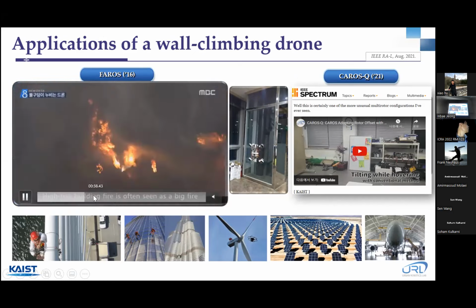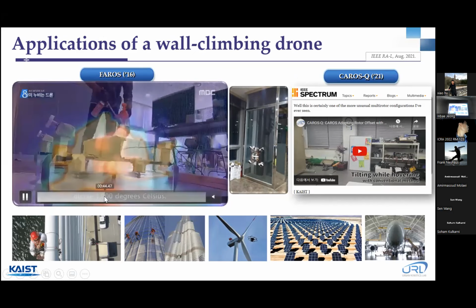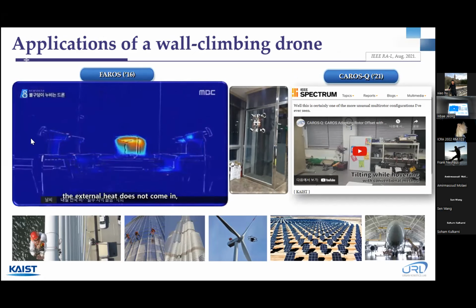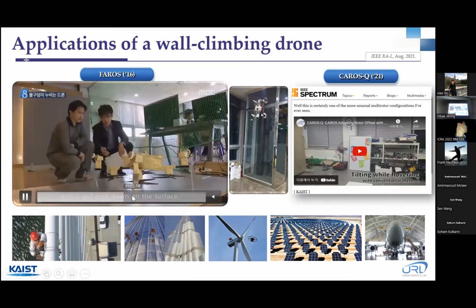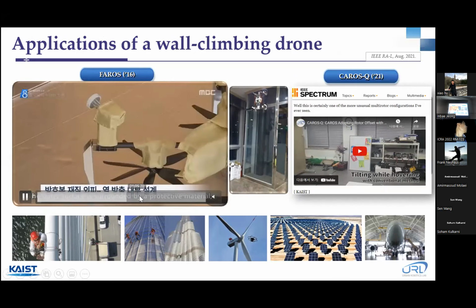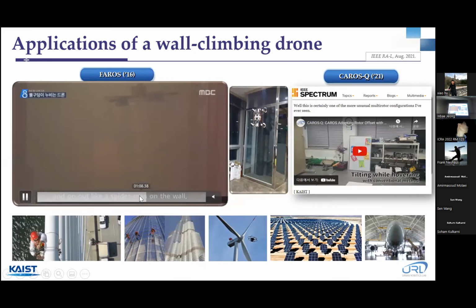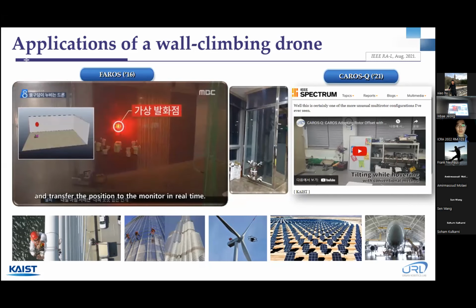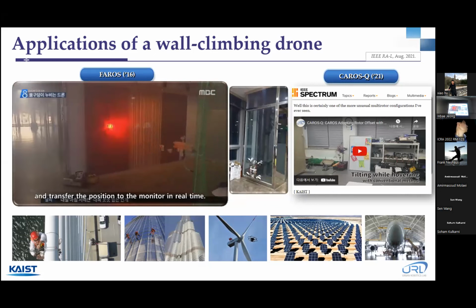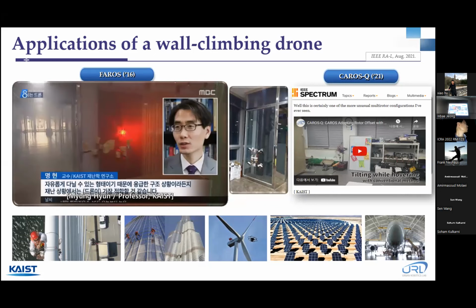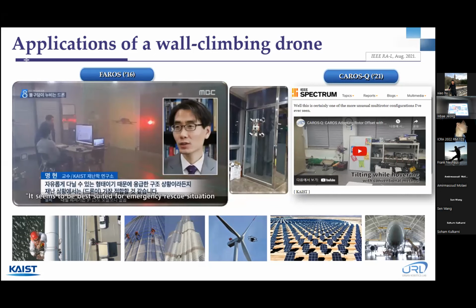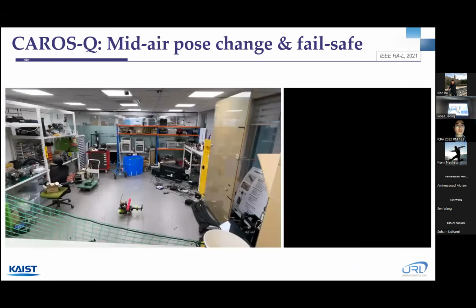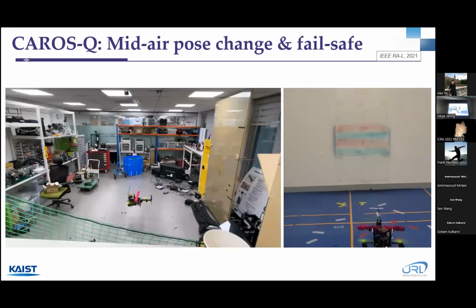So this drone can endure up to 1,000 degrees Celsius for up to 20 minutes using the aramid fiber surrounding this drone. And we can also use our wall climbing capability for inspecting narrow spaces. So this drone can be applied to various applications like cleaning walls or cleaning solar panels, inspecting airplanes. So this is the recent version called KAROS-Q.